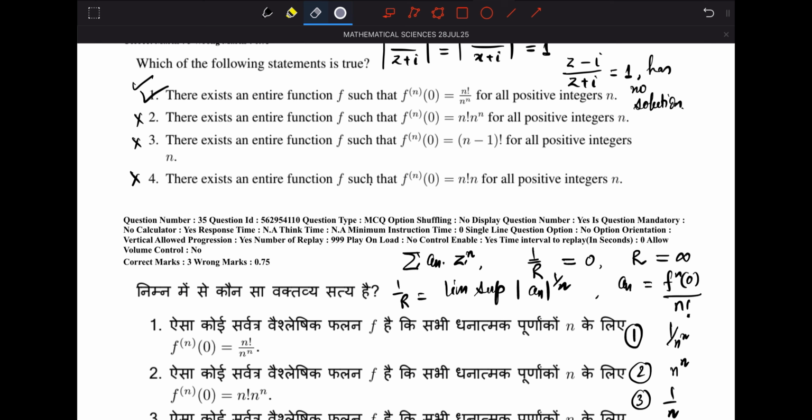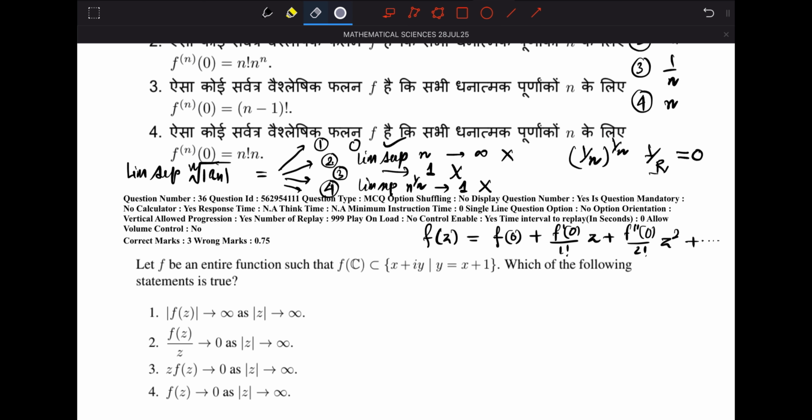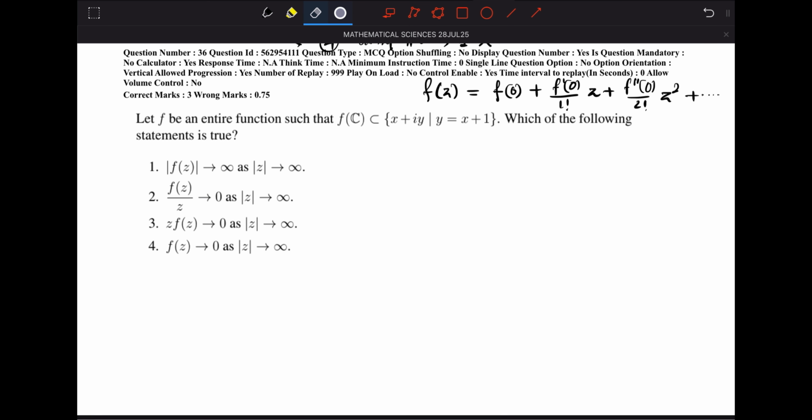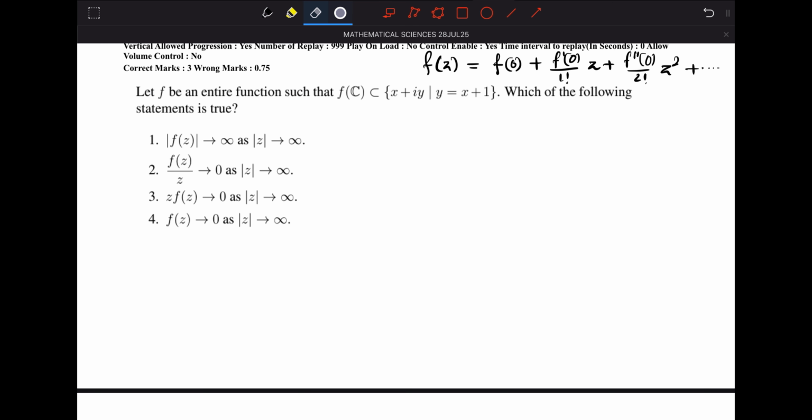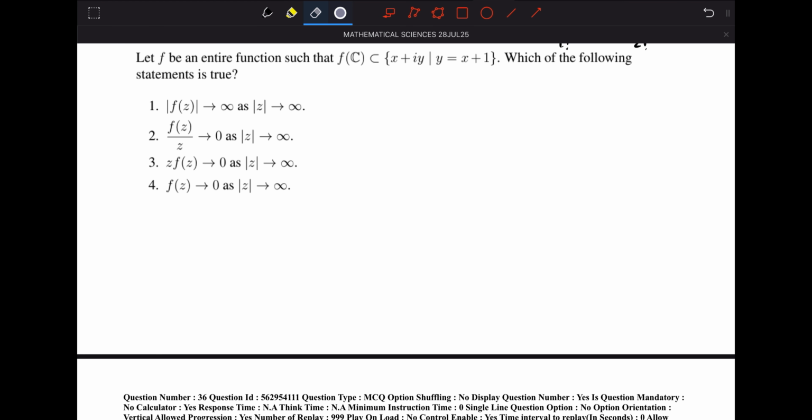Okay, let's move on to the next problem. Problem number 4111. Let f be an entire function such that f(C) is inside {x plus iy such that y equals x plus 1}. So the image is contained in this straight line.